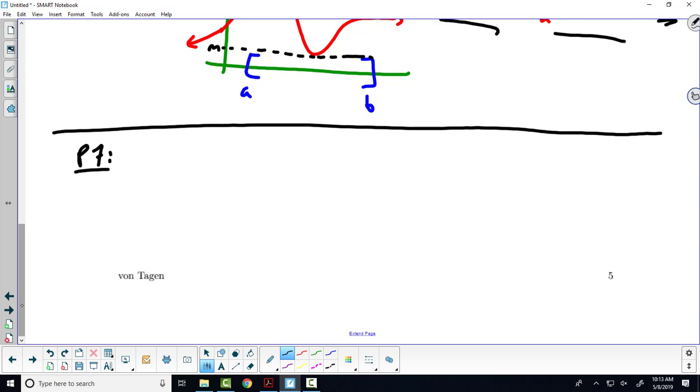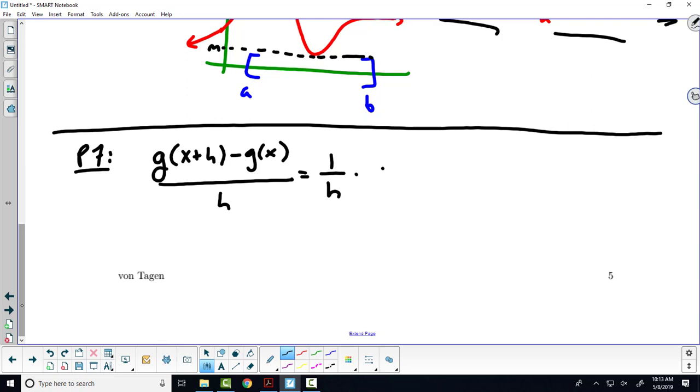Okay. So we're going to start out with our difference quotient without the limit. I'll put the limit in here in a little bit. Let's look at g of x plus h minus g of x all over h. The first thing I'd like to do is rewrite this slightly. Let's write it as 1 over h times g of x plus h minus g of x. Everyone see what I did there? I just pulled out the 1 over h in front.